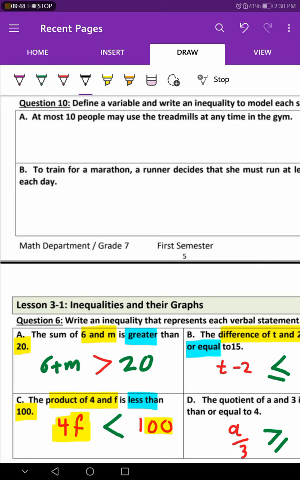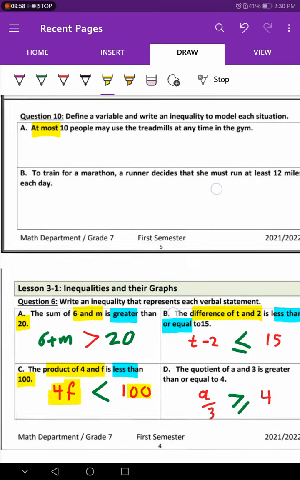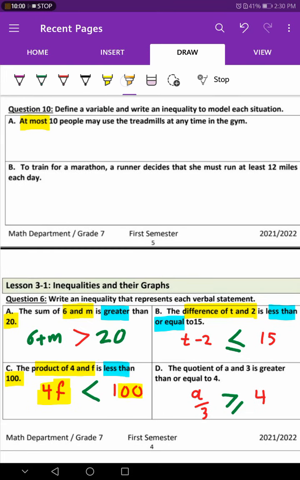Great. Let me tell you something. At most means less than. That means the fish will eat the number. And at least here means greater than. So at most, less than. At least, greater than. Great.